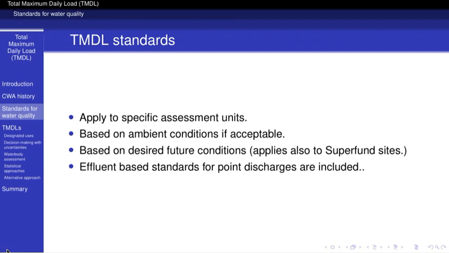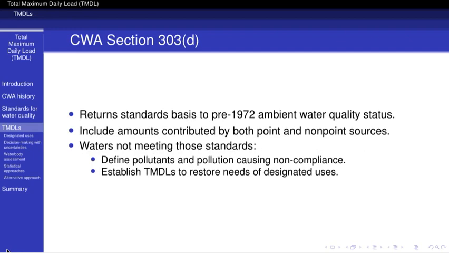TMDL allocations include the effluent-based standards for point source discharges, as well as those that contribute to the TMDL and are allocated with non-point sources in the assessment unit. Compliance with this section requires states to identify waters not meeting ambient water quality standards, define the pollutants and the sources responsible for the degradation, establish total maximum daily loads necessary to achieve those standards, and allocate daily loads to all sources within the assessment area.